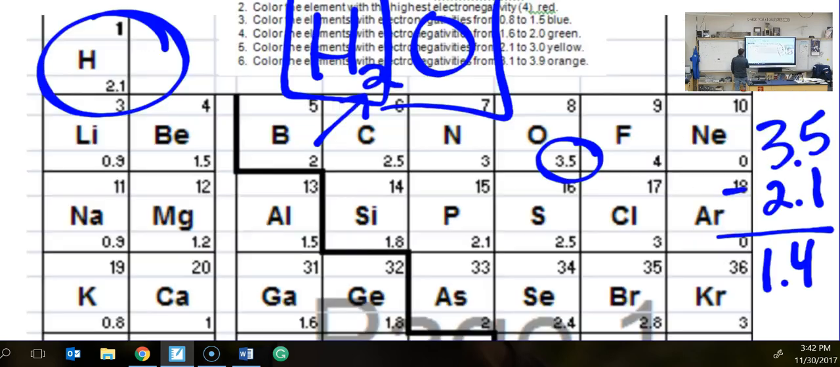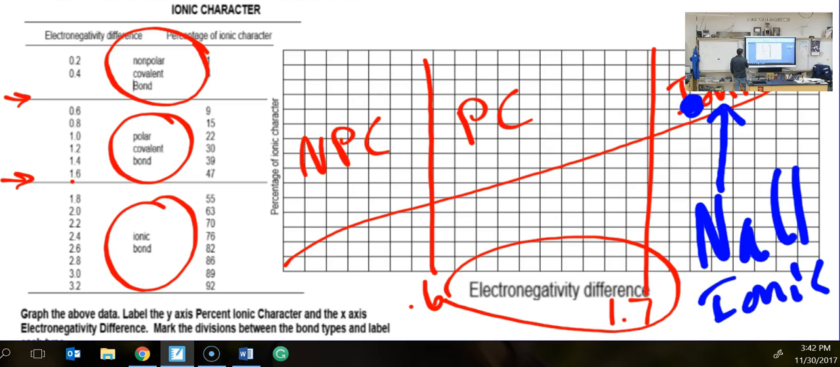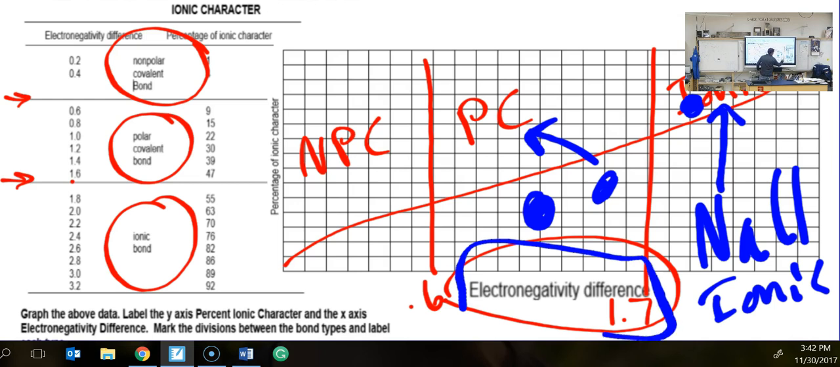Oops, I went the wrong way. I'm sorry. One too far. And the difference was 1.4, which would be in here somewhere. Probably, I guess, closer here, but whatever. So water is a polar covalent molecule. So you've always heard water's polar. Now you know why water is polar. It's because the electronegativity difference is greater than 0.6, but less than 1.7.